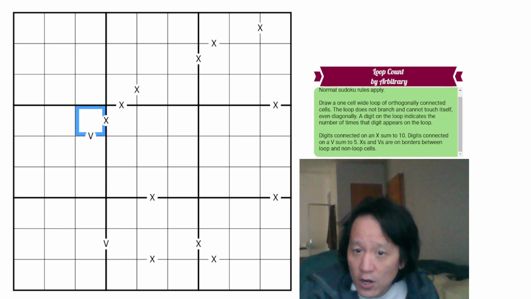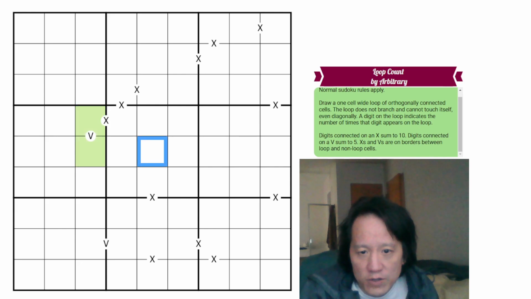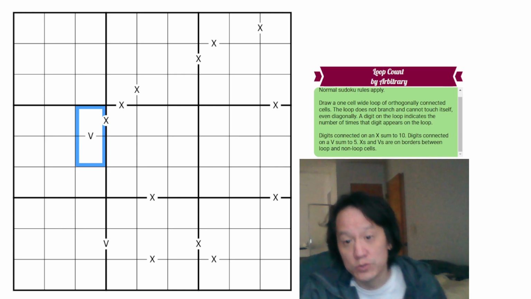X's and V's are on borders between loop and non-loop cells. So basically, every X and every V is a border between a non-loop and a loop cell. That means you cannot have, for example, both of these be on the loop. One of them has to be on, one has to be off. Anyways, those are all the rules.